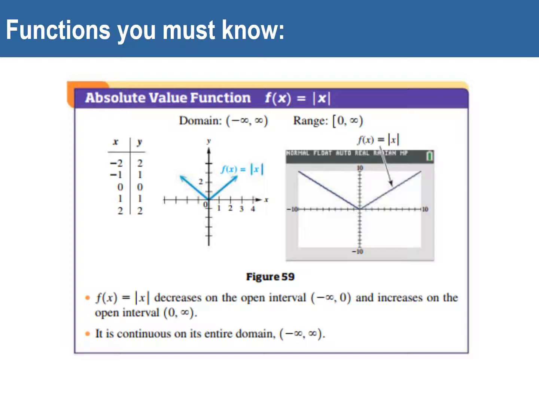The graph of the absolute value function, it's this kind of V-shaped, pointed. The domain is all reals, and the range is from 0 to infinity. Now, the absolute value function is decreasing from negative infinity to 0 and increasing from 0 to infinity. It is continuous over its entire domain.